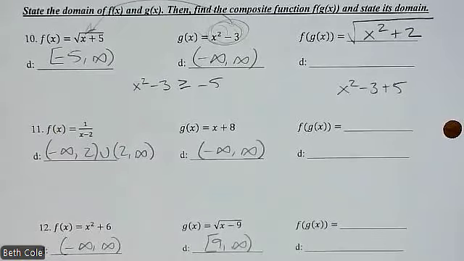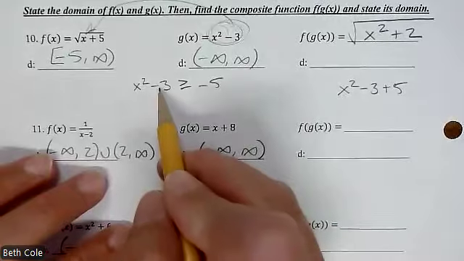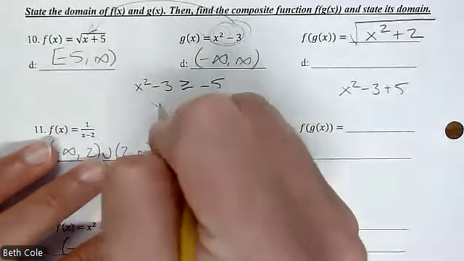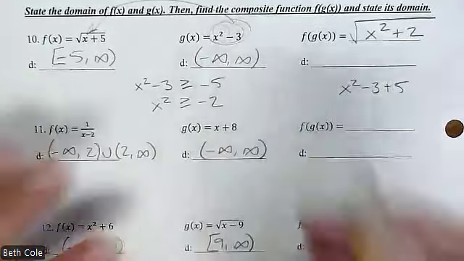Now, don't try to force that to come out to anything in particular. You're just going to see what happens. What would you do next to start trying to solve it? Move the negative 3. Well, you would add 3 to both sides. So you'd get x squared greater than or equal to -2.